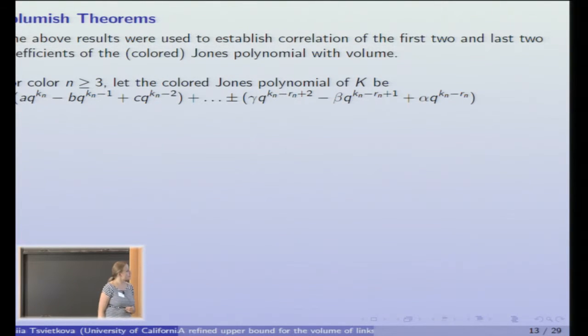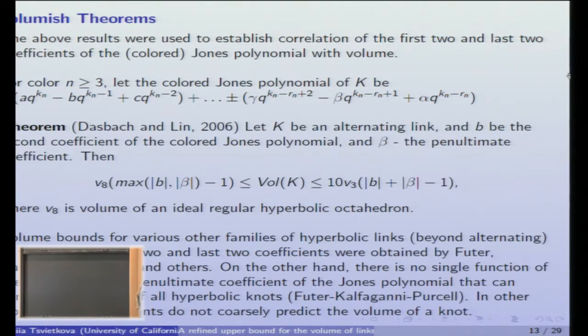And the above results were used to establish a correlation of the first two and last two coefficients of the colored Jones polynomial with volume. I'm putting colored in parentheses, because these are coefficients of the colored Jones polynomial. However, they stabilize from color 2, so this is exactly the same for the classical Jones polynomial, right? So let's say that this is our colored Jones polynomial. These are stabilized coefficients from color 3: a, b, c, and then gamma, beta, alpha.